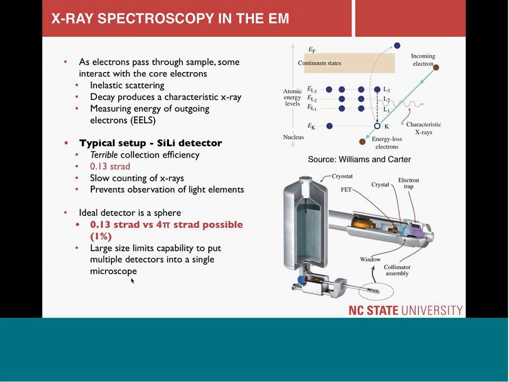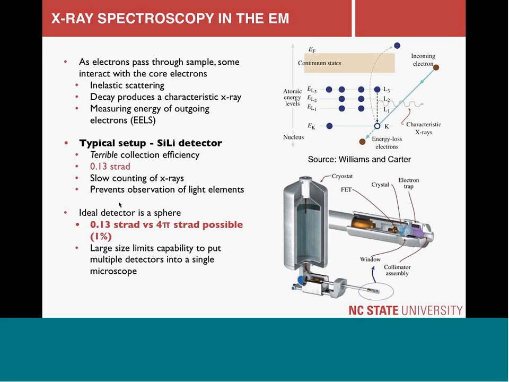Now we collect it with something similar to down here. This typical setup is this silicon lithium detector. Terrible collection efficiency. Only 0.3 steradians. That's important because if the detector were a complete sphere, you'd collect all X-rays emitted from the sample. Perfect sphere is 4 pi steradians. So we're only collecting 1% of the X-rays actually generated in our sample. That's pretty awful. And the detector is large, you can see down there at the bottom, it's pretty big. That Dewar sitting there is about 1.5 feet tall, just to give you an idea of scale.